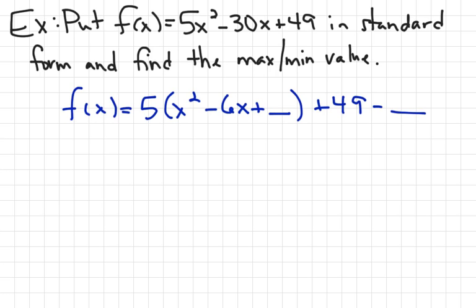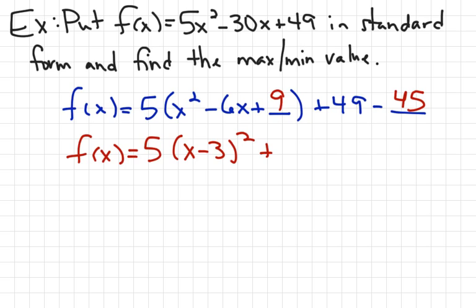Now I'm going to fill in the blank. The middle term divided by 2 squared is 9. This blank is going to be 5 times 9. So in standard form, it's going to be 5(x minus 3) squared plus 4.